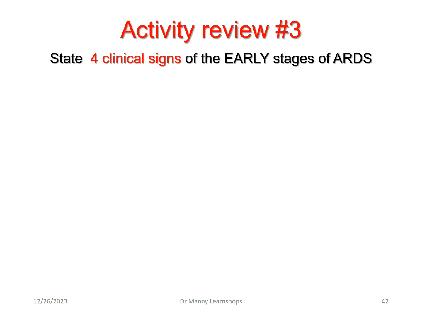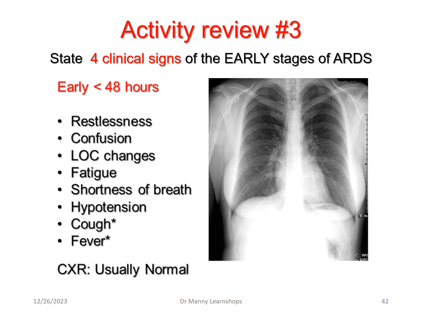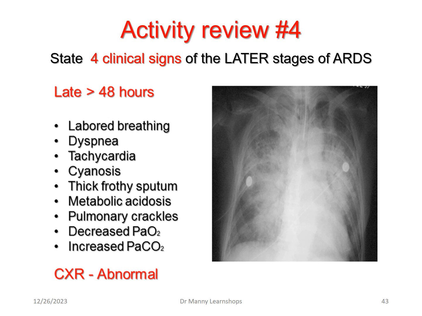Name four clinical signs of early stages of ARDS: restlessness, confusion, level of consciousness changes, shortness of breath, hypotension, maybe a cough, maybe a fever if it's related to a septic problem. But usually the chest X-ray is normal for the first 72 hours and the patient is unwell. This is early. So in the first 48 to 72 hours, usually the clinical signs are bad, but the X-ray signs are good. After 48 hours, things become worse. Their clinical signs and symptoms become worse, and their chest X-ray becomes very, very bad, very abnormal.